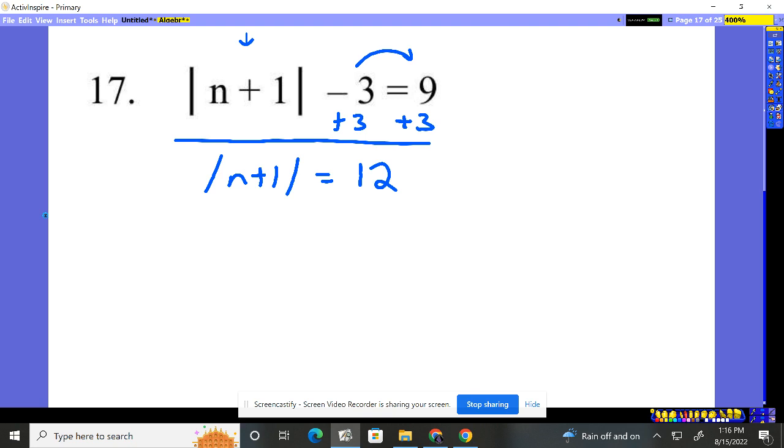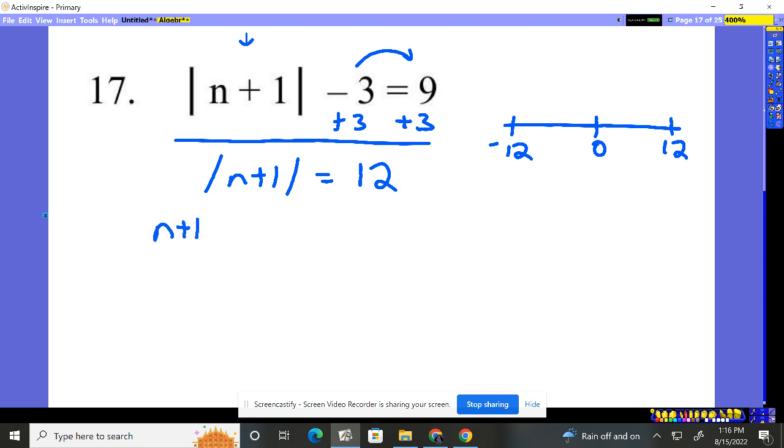Or, you could have a negative 12 in there too. That's right. This is where what we're doing is absolute value is how far away from 0 you happen to be. Well, 12 is 12 units away, but also is negative 12. So we have to look at both solutions.